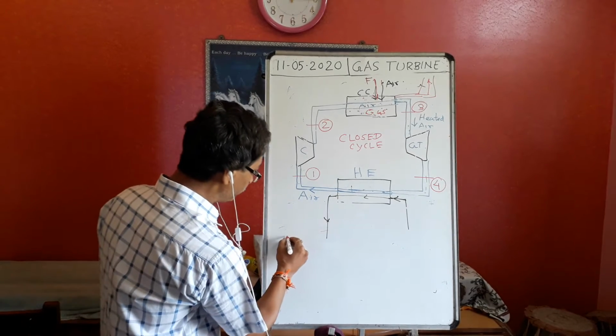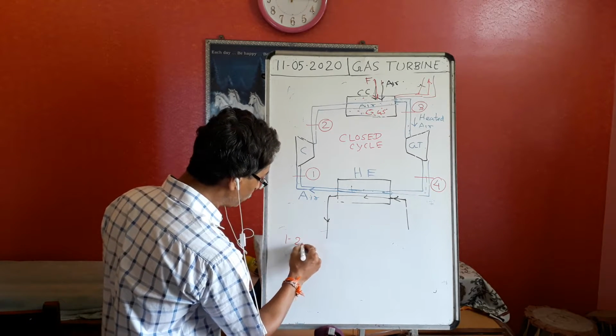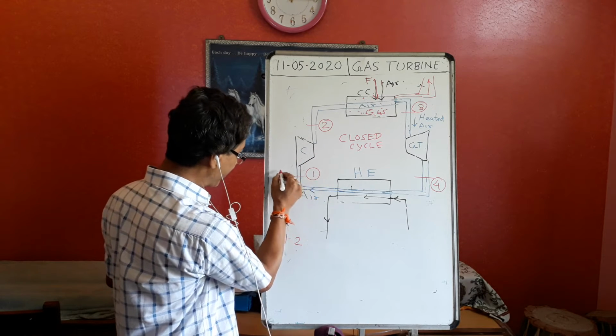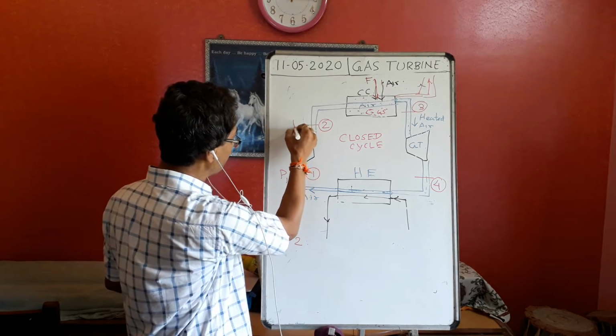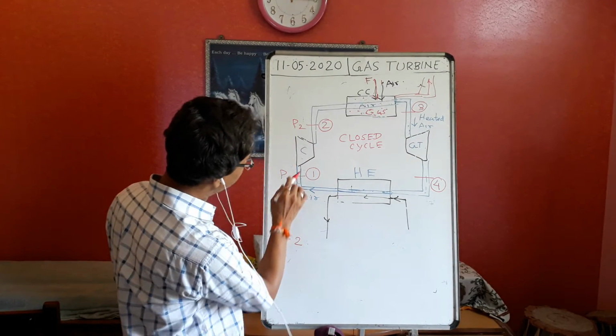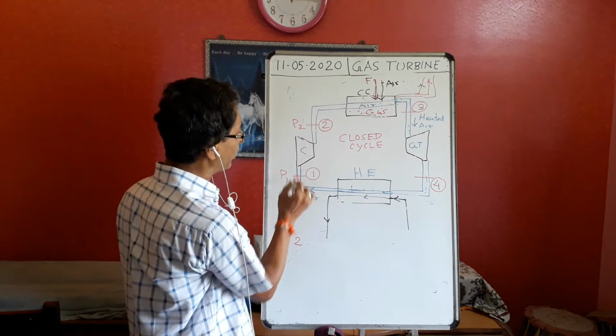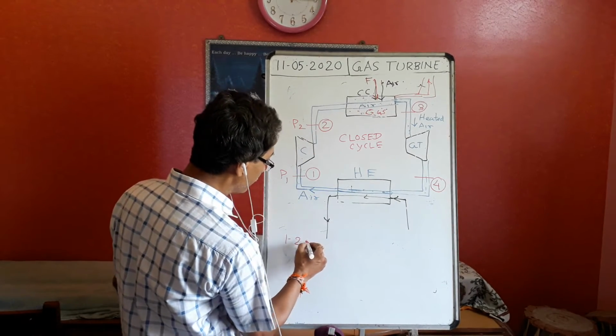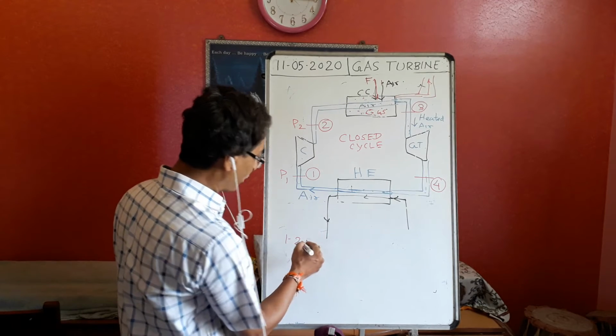Now 1 to 2, let me write it. 1 to 2, what is happening? Air is going inside the compressor, and the pressure here is P1, and pressure rises to P2. What is the function of the compressor? To raise the pressure of the air, simply. So for 1 to 2, what is this process?